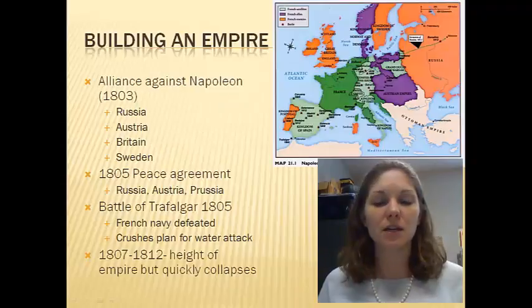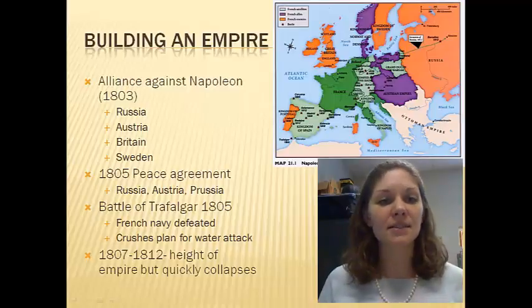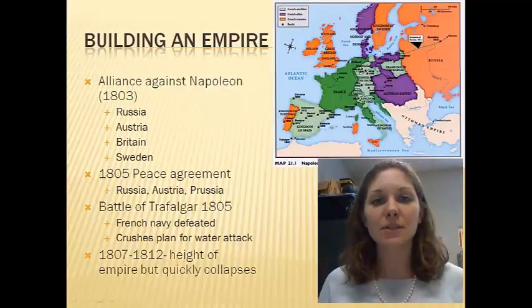So moving on to our next slide, because that's a lot of information. So he annexes those areas. Because of his success, there's an alliance against Napoleon built in 1803. So Russia, Austria, Great Britain, and Sweden all get together and they say, we need to put a stop to Napoleon. We're going to band together. We're going to put our forces together, and we're going to try to stop Napoleon.